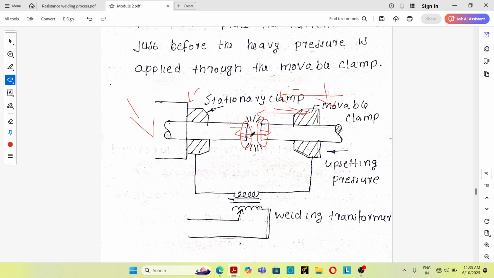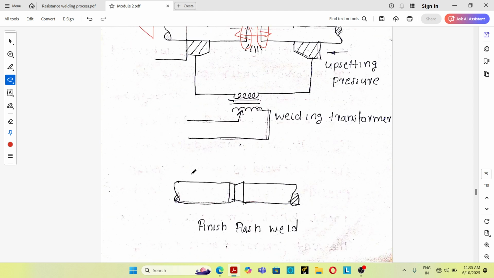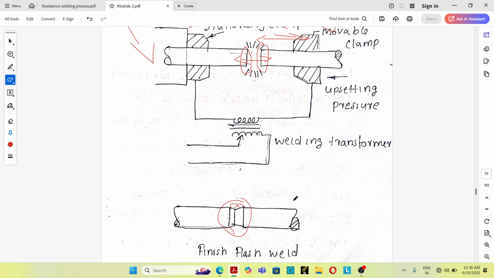See, the main disadvantage of the flash butt welding process is that after welding, a flash or projection, a bulged portion, is created at the point of weld. It should be removed by grinding or other machining operation. The main application of flash butt welding is joining round bars above 250 mm square cross sectional area.